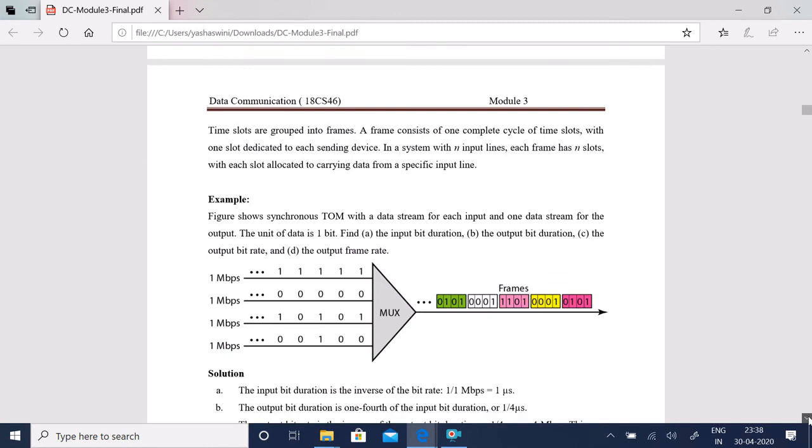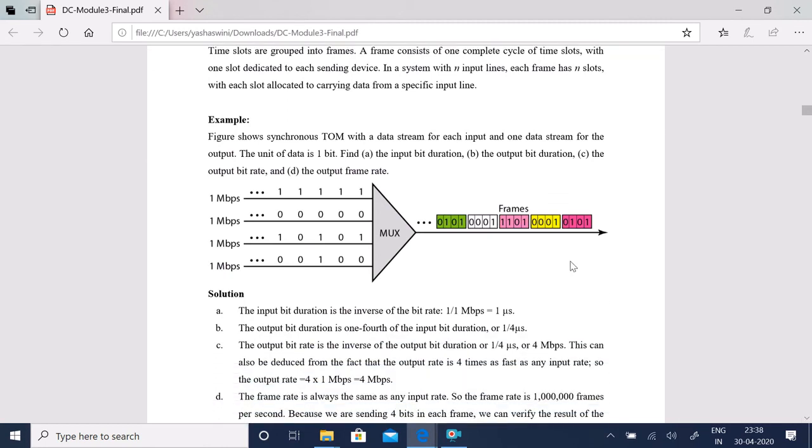So we will take an example. This figure shows a synchronous time division multiplexing with a data stream for each input and one data stream for the output. The unit of data is 1 bit. Find the input bit duration, output bit duration, the output bit rate and the output frame rate. There are 4 channels with 1 Mbps and this is the data that is traversed. So we'll check for the solution.